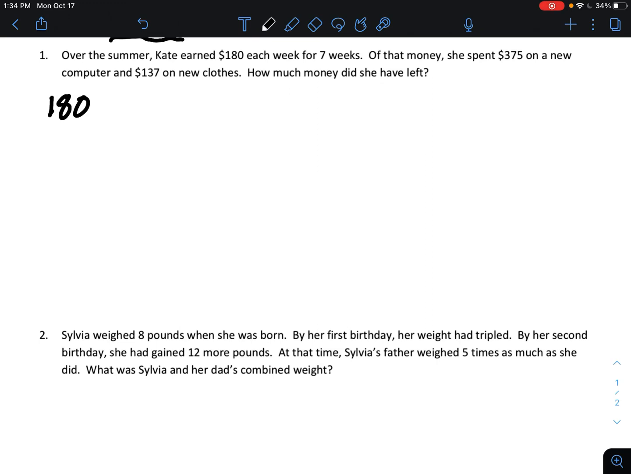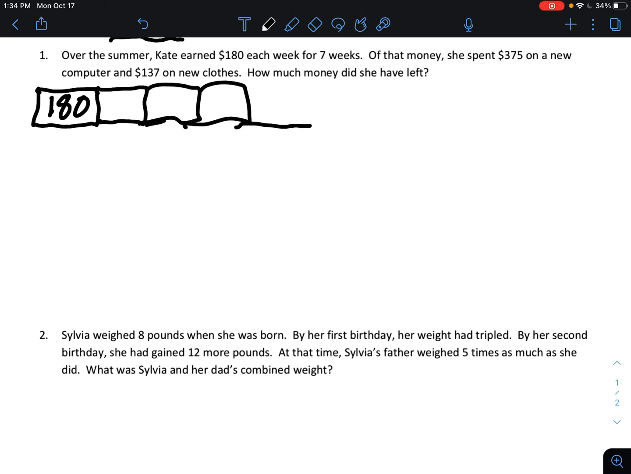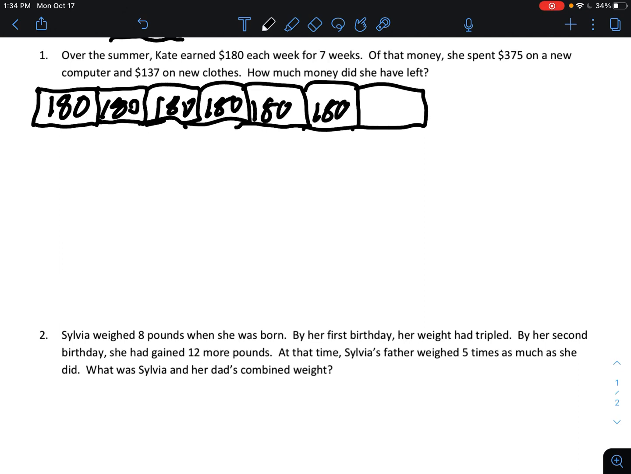But let's say that I wanted to do a tape diagram. I could represent $180, and then for 7 weeks, I can just draw 7 total boxes with 180 in each. And some of you already knew that I could do multiplication and just represent that as 180 times 7, or even do repeated addition, 180, 7 times. All right, so that's my first thing.